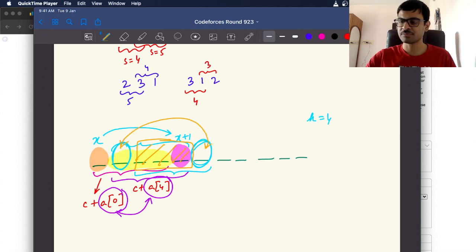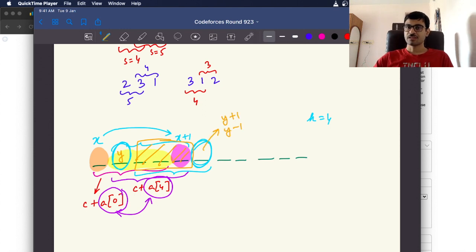I need to keep them together as close as possible. So let's say that is y. Then this will be again either y plus 1 or y minus 1. Now for x I have chosen x plus 1. Which one can I choose for y? Can I choose y plus 1? Can I choose y minus 1? Can I choose both? This is important.